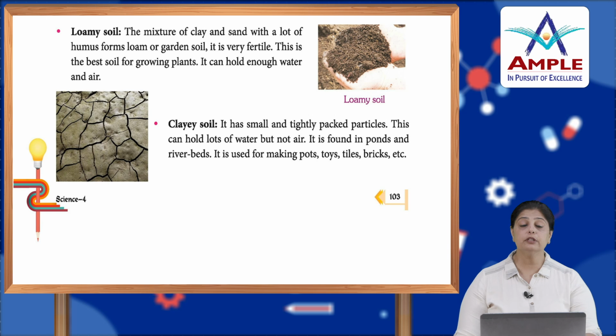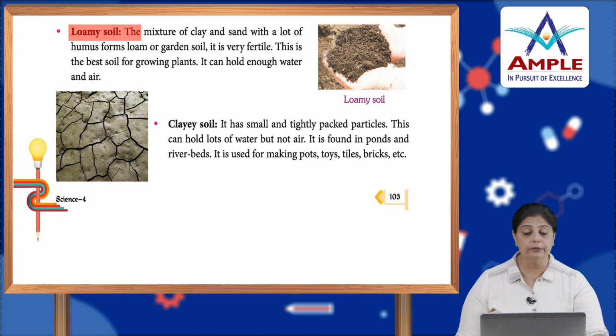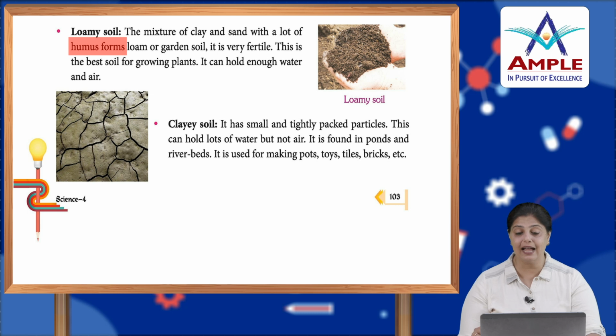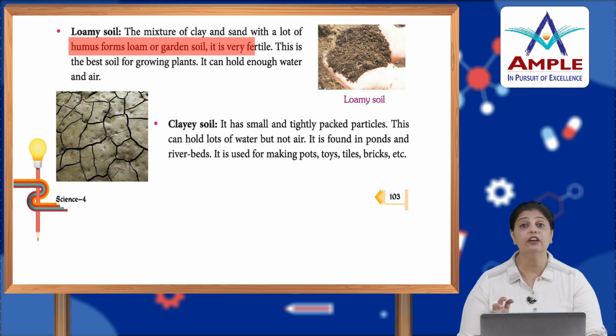Then comes the loamy soil. What is the loamy soil? It is a mixture of clay and sand with a lot of humus. When clay and sand are mixed with a lot of humus, they form loam or garden soil, and it is very fertile.